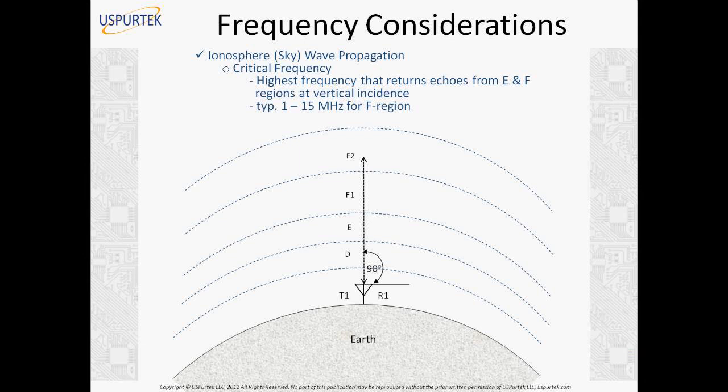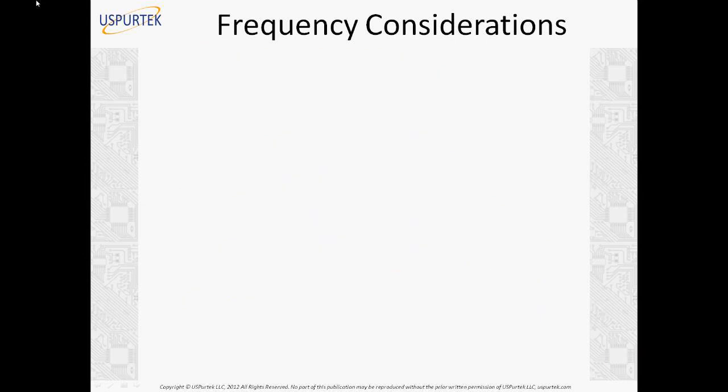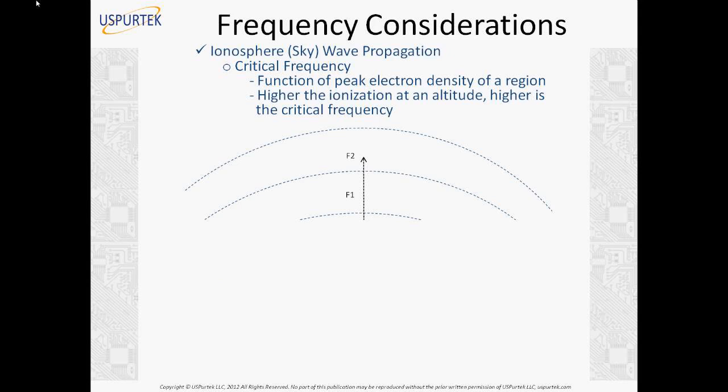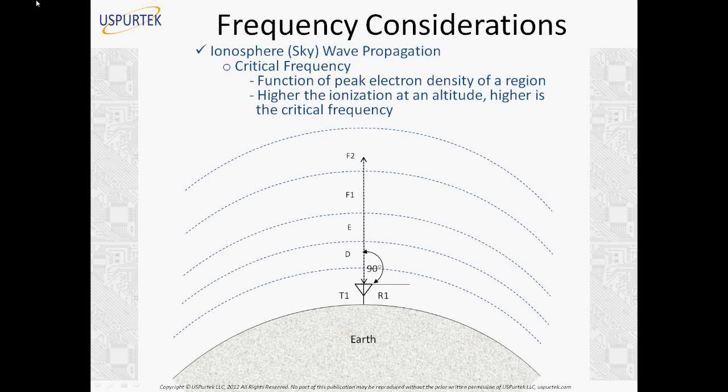So critical frequency is the highest frequency that returns echoes from E and F regions at vertical incidence. Now if our elevation angle is 90 degrees, what will happen? We will get echoes from the ionosphere. So the highest frequency that returns echoes is the critical frequency. Of course, it's a function of the electron density of a region. The higher the ionization, the higher the critical frequency.